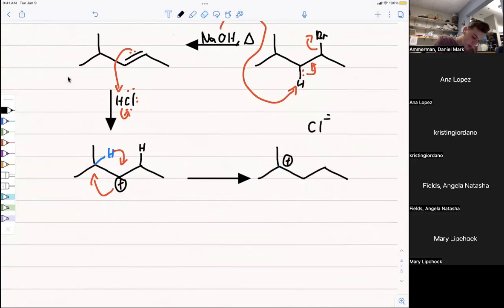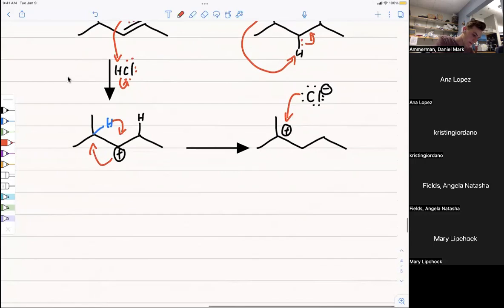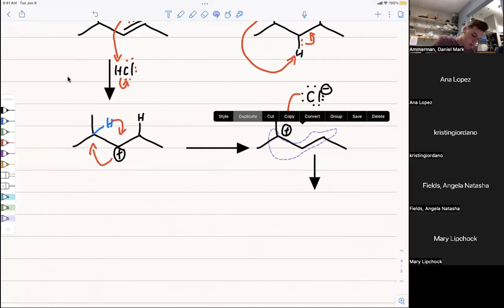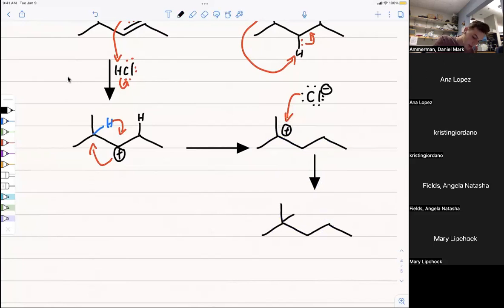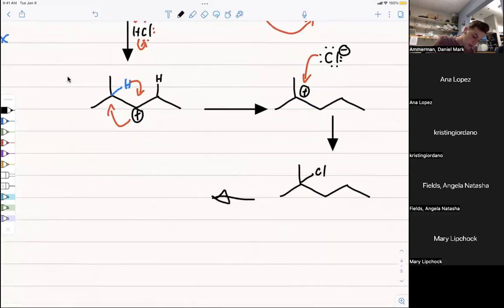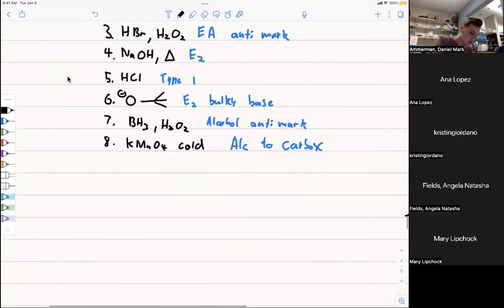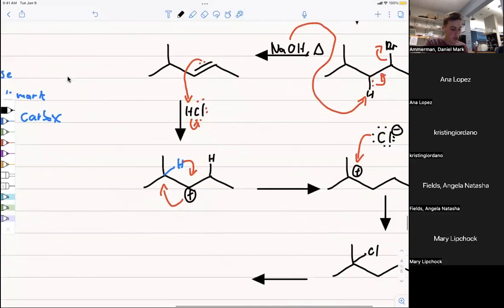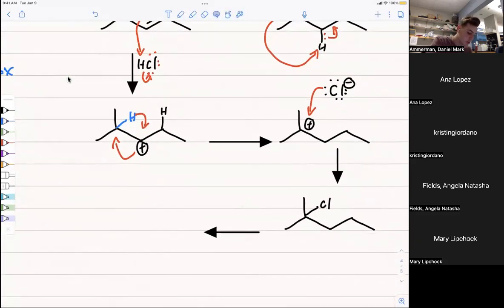Then our chlorine that we made fully negative in that step before is going to add on to the plus. We'll get a chlorine here now. The next step was E2 with a really strong base right here. Even though heat wasn't indicated, we still had that really strong base, so we know we're going to be doing E2 anyway. You will never get substitution where you're adding this on.